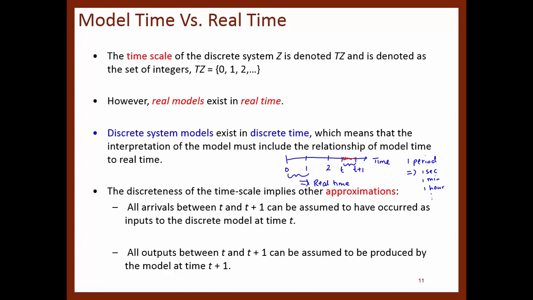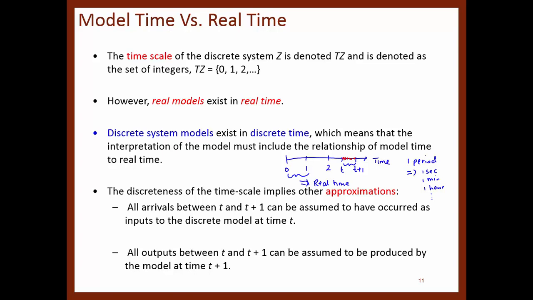Discrete system model exists in discrete time, which means that the interpretation of the model must include the relationship of model time to real time. So again, we are looking at changes at these integer time periods, but we need to find a way to represent that real time with our discrete timeline.